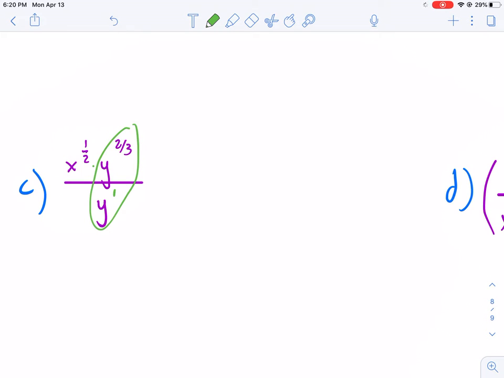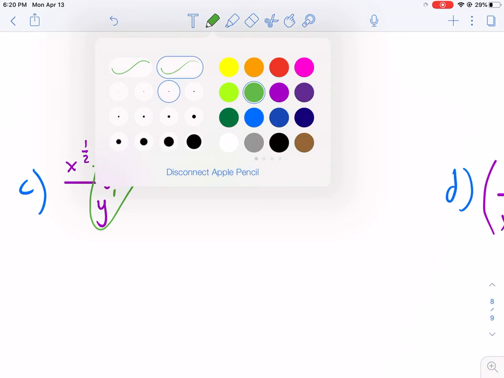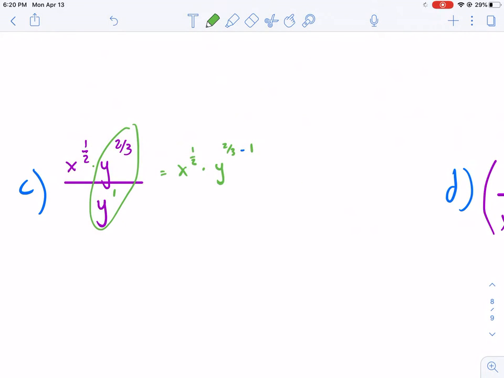just for the y's. So I'm going to keep the x by itself times y to the 2/3, and I'm going to subtract the exponent of 1. 2/3 minus 1 is going to give me negative 1/3. So I have x to the 1/2 power times y to the negative 1/3 power. So finally, if I want to convert this to have positive exponents, I can have x to the 1/2 over y to the 1/3 power.